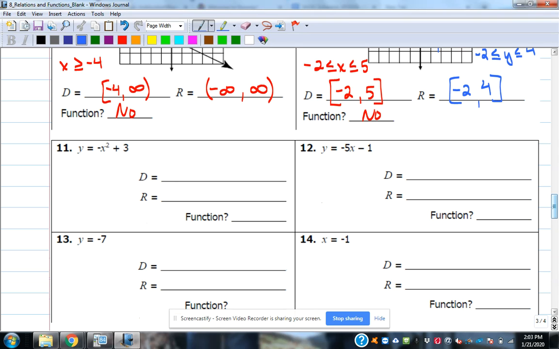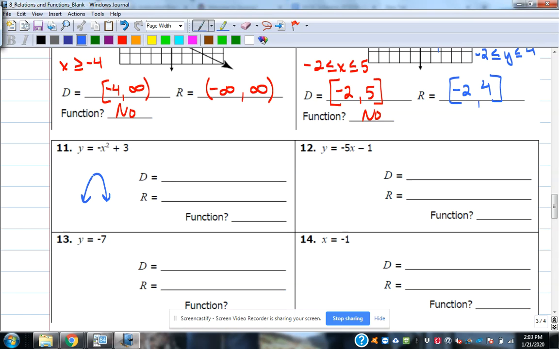So number 11 has y equals negative x squared plus 3. What do we know the graph of x squared looks like? Just remember from Algebra 1. What shape did it have? X squared makes the parabola shape. Hey, y'all remember doing those? Now, what happens when you put a negative in front of it? It flips it over to where it looks like this.